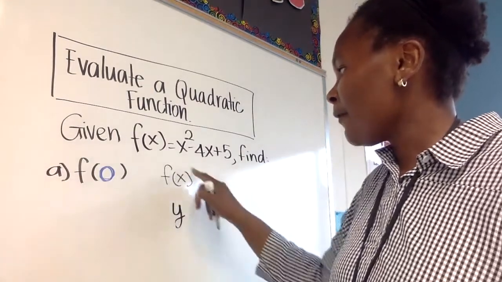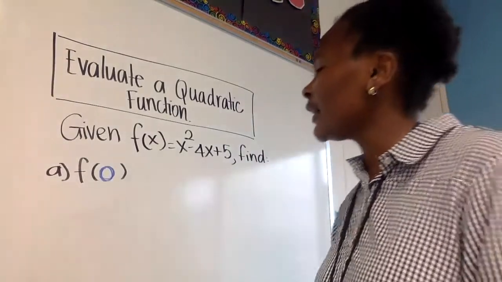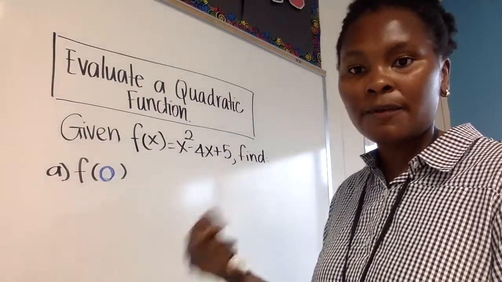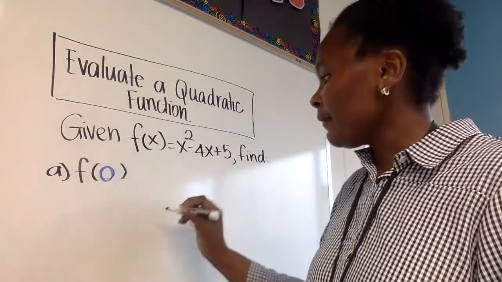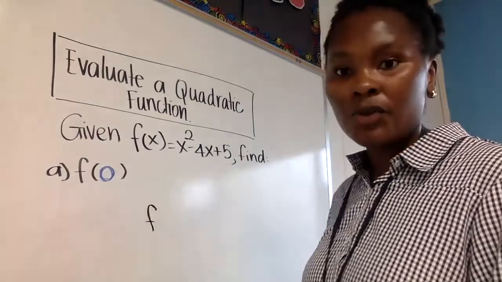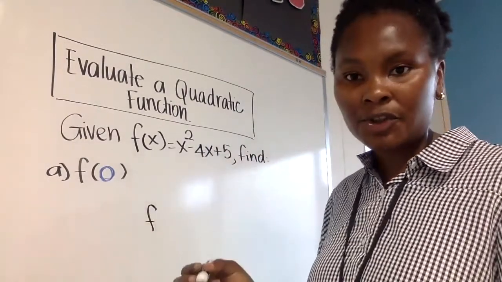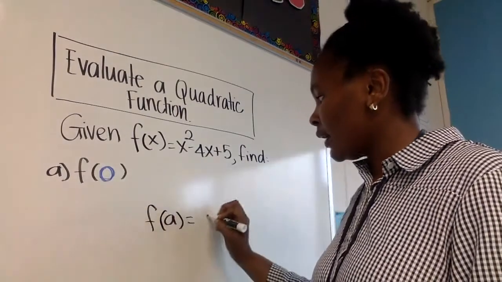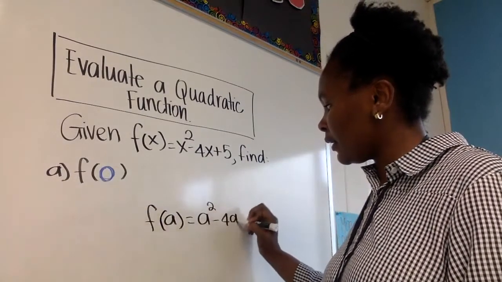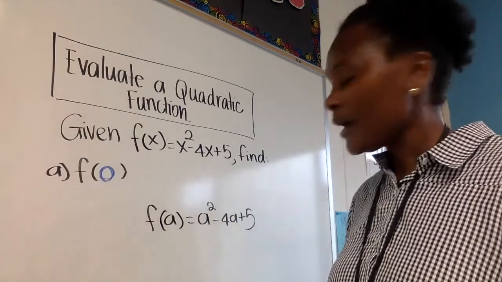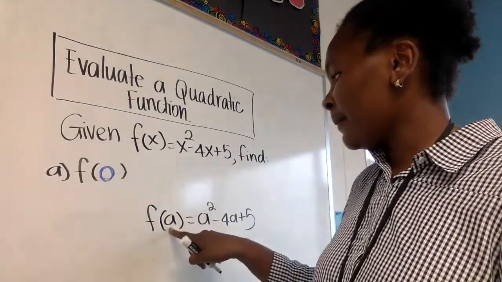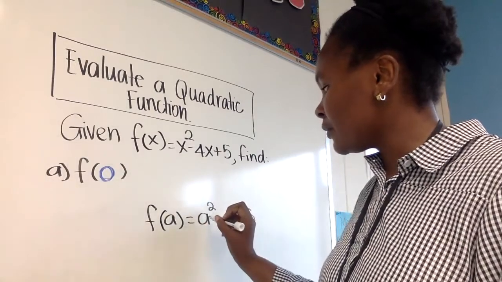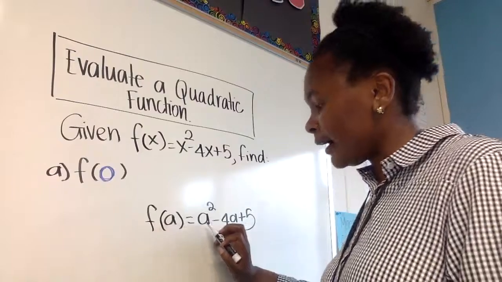So what is f of x saying here? f of x is just saying that to write this expression, you're using the variable x. If I had chosen, let's say, to write the quadratic expression with the variable a, I would have written f of a equals a squared minus 4a plus 5. So whatever variable I'm using inside the parentheses tells me the variable I have to use to write the expression.